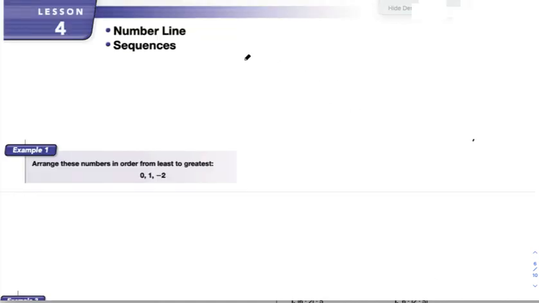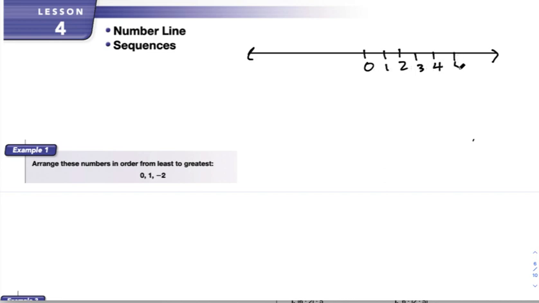Here in lesson 4, we're going to talk about number line and sequences. So we know the number line, right? Number line, we've got numbers on it in order. We have the integers, the whole numbers that are positive and whole numbers that are negative. So I'm looking at the number line 0, 1, 2, 3, 4, 5, and this continues on. But going in the opposite direction, we've got some negative numbers, okay?